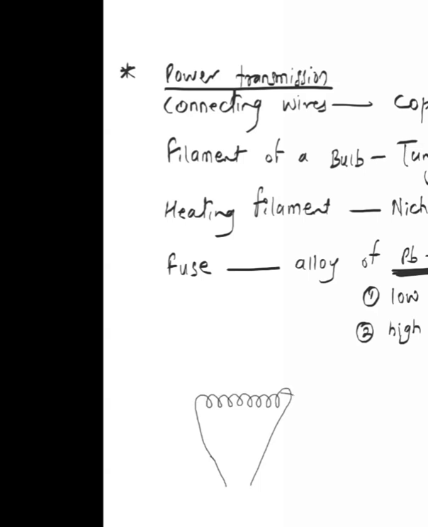More resistance, because you're increasing the length. Correct. By coiling, you're increasing the length, and with a thin wire you're decreasing the area. And both of them lead to an increase in resistance. Correct? And that's what we want, right? We want more resistance so that it will produce more heat and glow up easily. Yes, sir. Thank you.